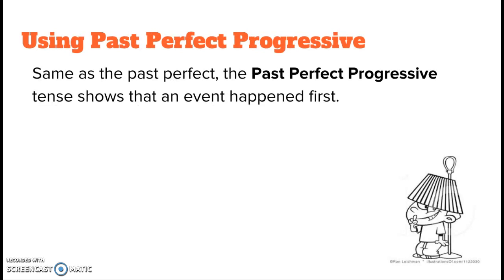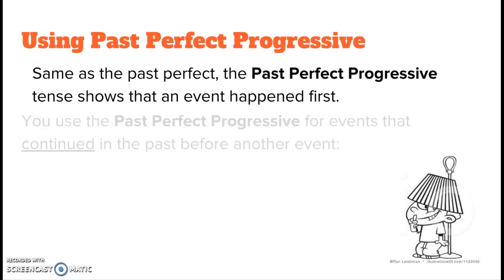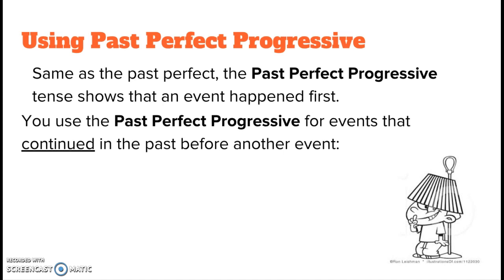Now, when you use the past perfect progressive, it's similar to the past perfect because the past perfect progressive tense shows that an event happened first. So again, you will have two events or more, and the past perfect progressive shows which one came first in time. However, you use the progressive form for events that continued in the past before another event. It's not just one happened, boom, and then the other one happened, boom. The first one continued until the second event.